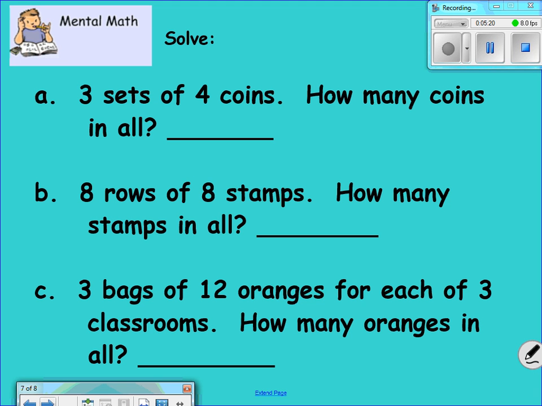3 sets of 4 coins. How many coins are there in all? Well, if I have 3 sets of 4, I'm going to go 3 times 4. I'm going to get 12. 8 rows of 8 stamps. How many stamps do I have in all? I'm going to go 8 times 8, which is 64.